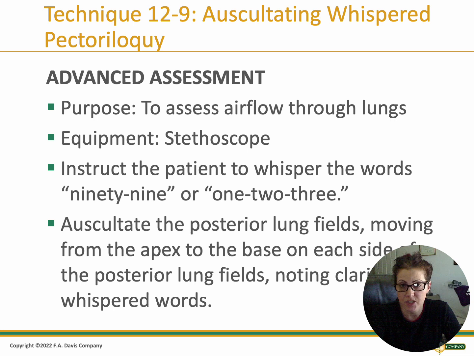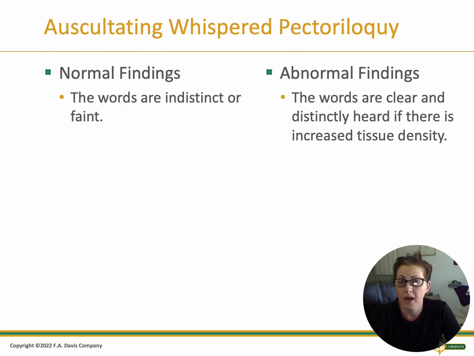And then a third test that you can do is your whispered pectoriloquy, which you're doing the same exact thing with the patient, auscultating from the apex to the bases, and you're asking them to say either 99 or 1, 2, 3, but in a whispered voice. Again, indistinct, faint, or muffled are normal sounds. When they're more clear, that's an abnormal finding.